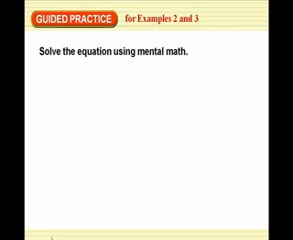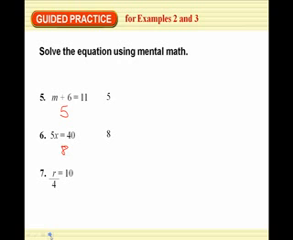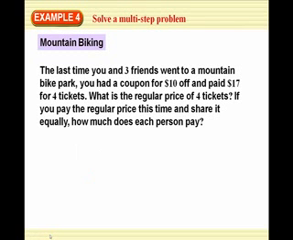Okay, guided practice, solve the equation using mental math. Again, I ask myself a question. M plus 6 equals 11. What number plus 6 makes 11? And that would be 5. Oh, see, and then it writes. Amazing. What number times 5 is 40? 8. What number divided by 4 is 10? Or what number can 4 go into 10 times? That would be 40. And mental math to me is just facts.